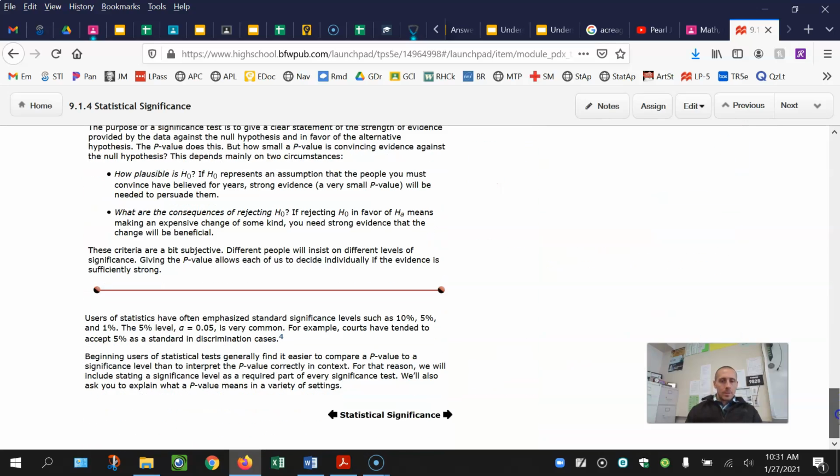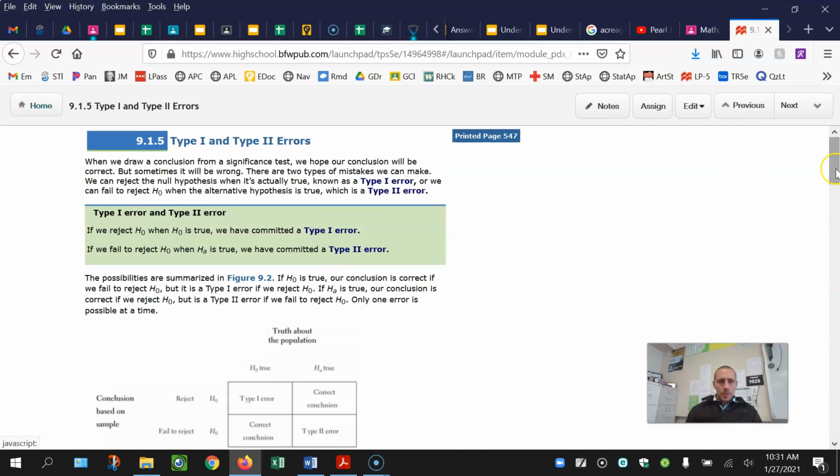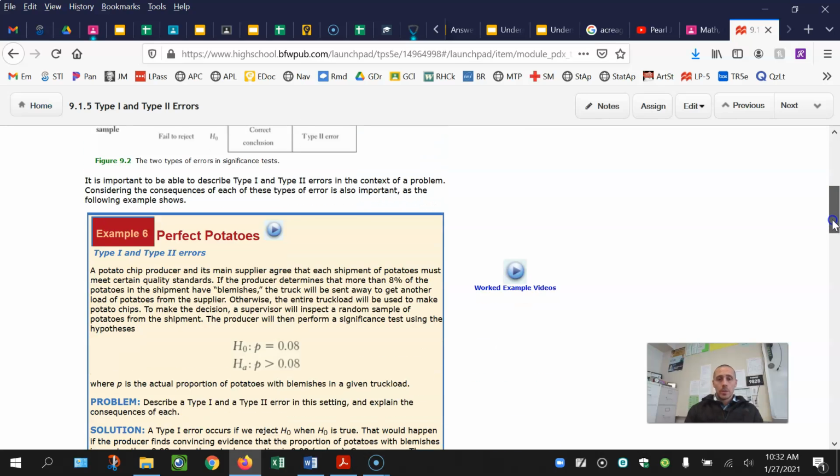All right. Moving on. Type 1 and type 2 errors. So just in a court of law, the jury could make the wrong decision. We convict an innocent person or we say not guilty when the person is in fact guilty. Those are the errors we can make when we do a significance test. If we reject the null when it's true, we call that a type 1 error. And if we fail to reject the null when the alternative is true, we call that a type 2 error. Both are bad depending on the situation. One might be worse than the other.